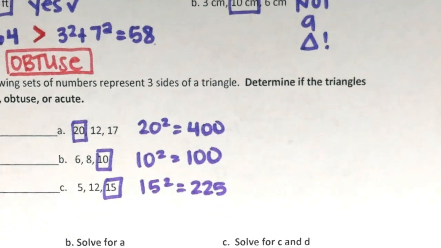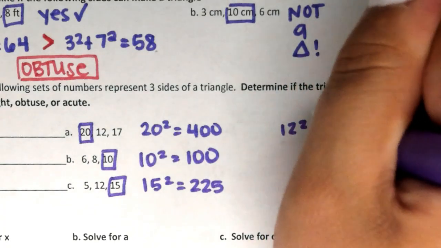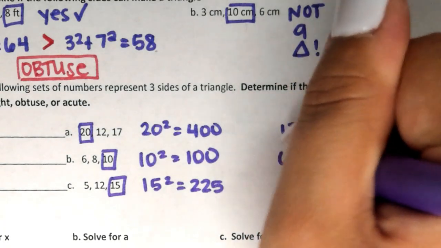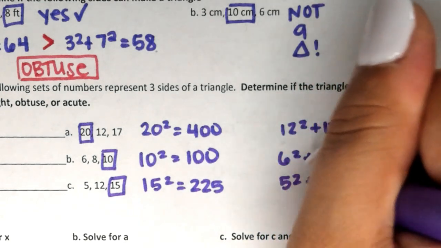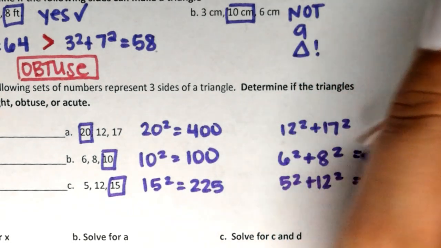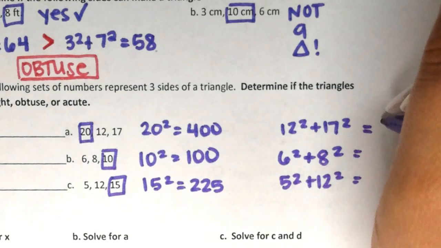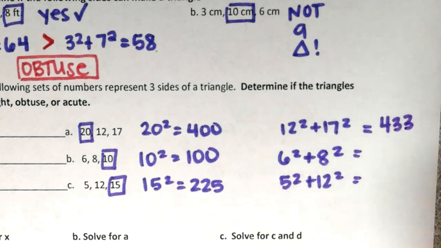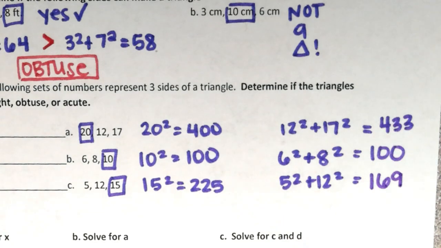Then you're going to take the squares of the two smaller sides: 12 squared plus 17 squared, 6 squared plus 8 squared, 5 squared plus 12 squared. Put those in the calculator. And I've already done this twice today, so I think these are right, but you might want to check me.